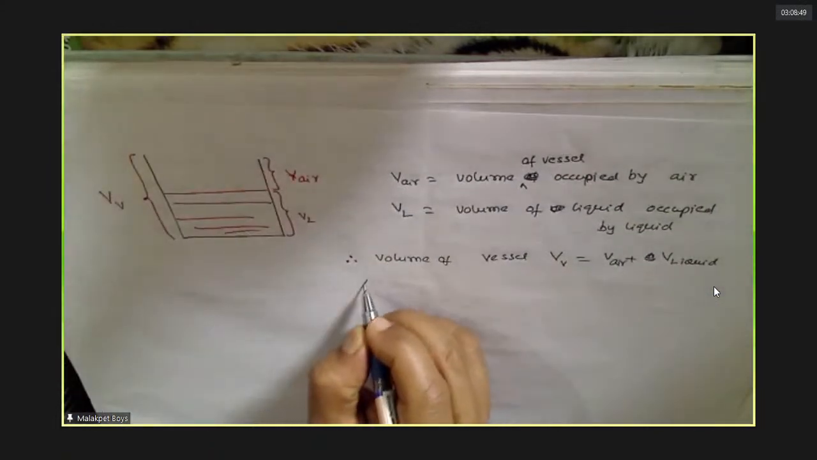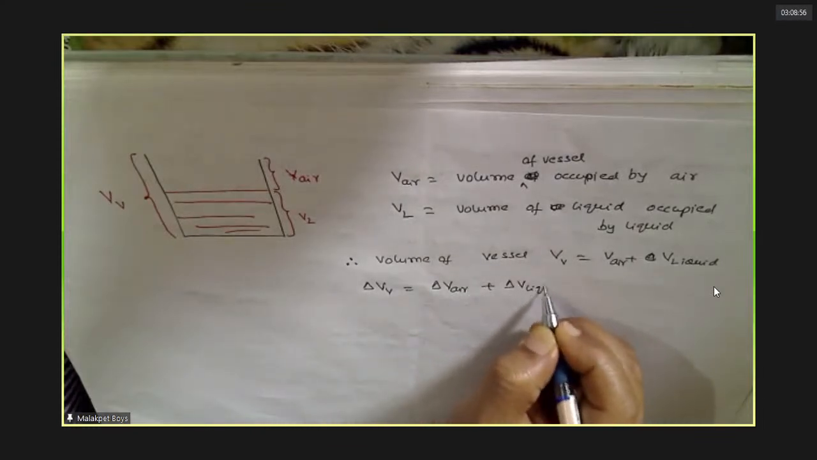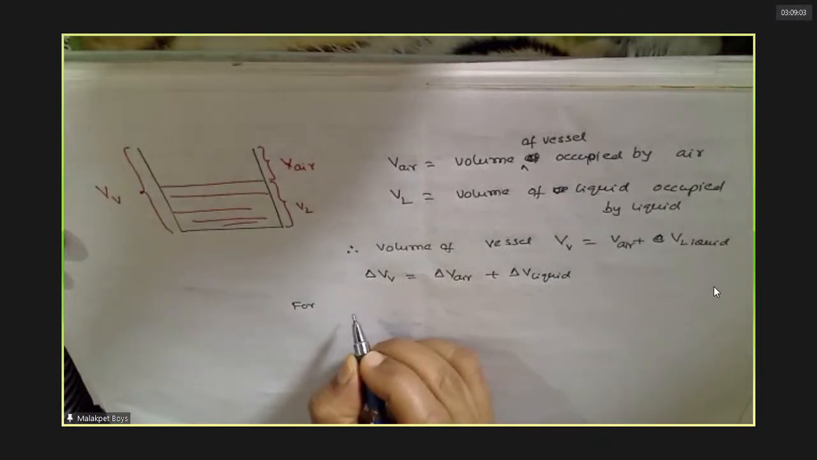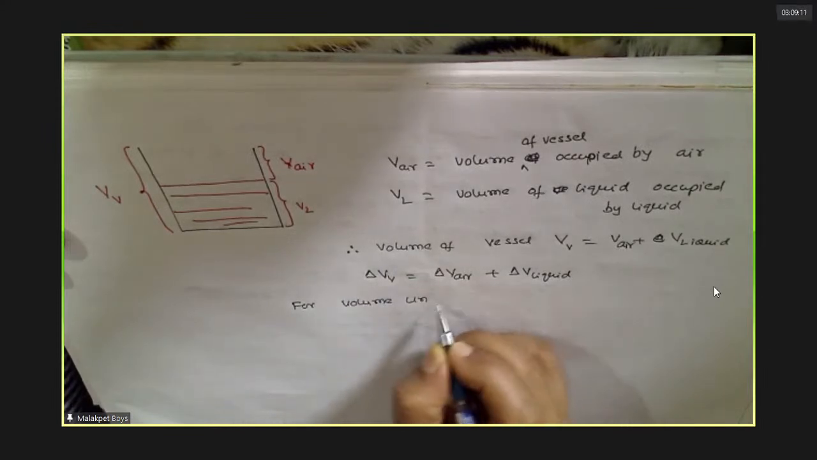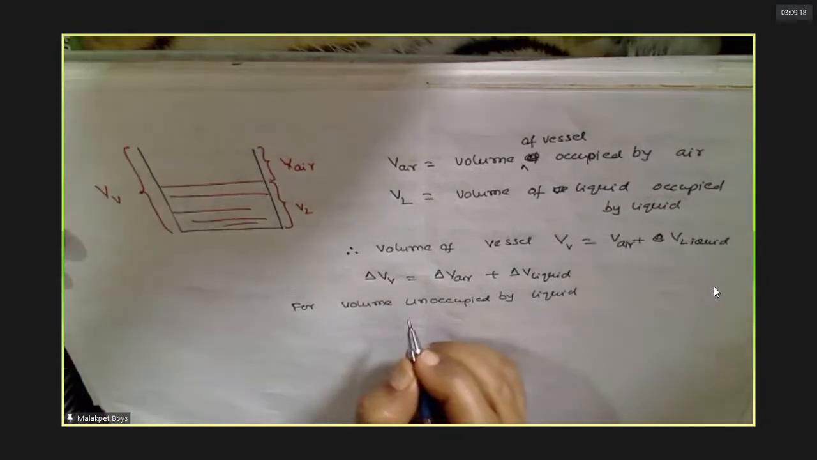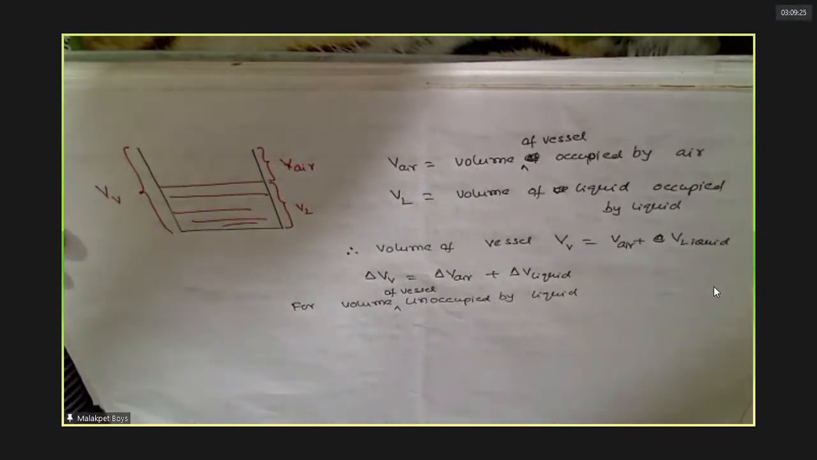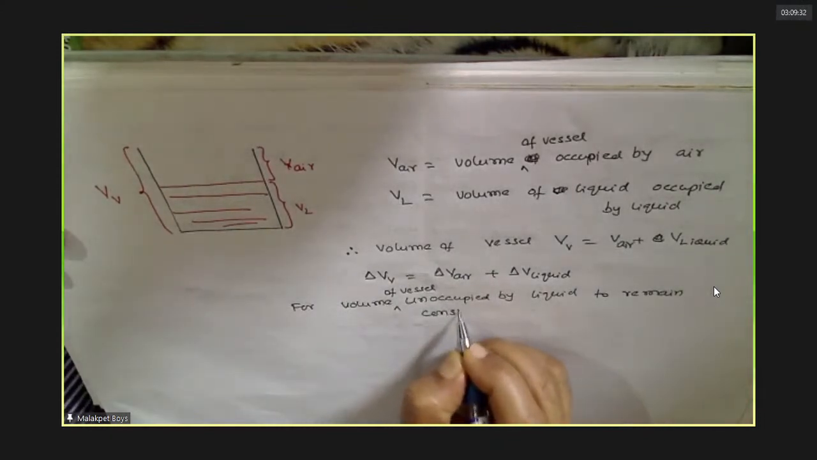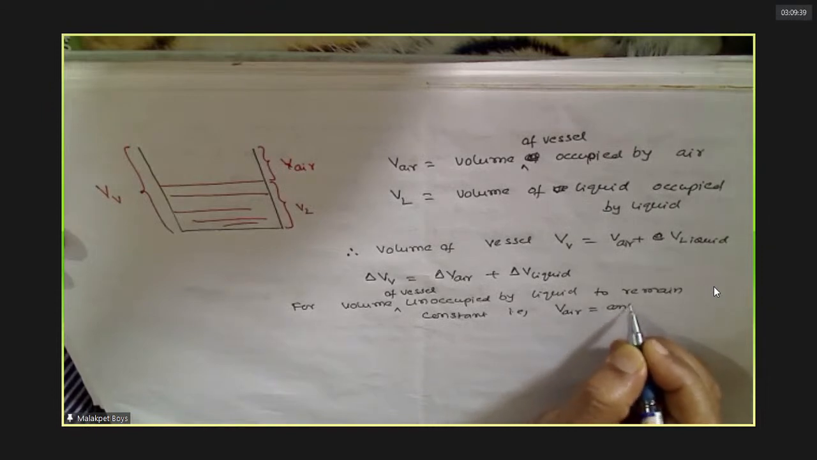Okay. Now, if we take delta V, now for the volume of the vessel unoccupied by liquid, that is what should be constant. Do you agree with this or not?